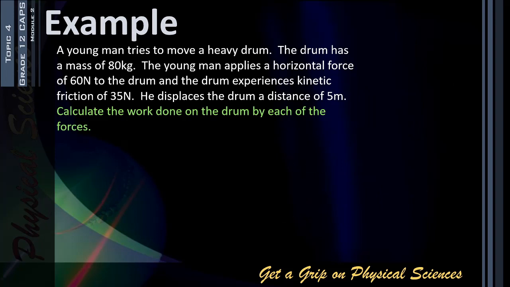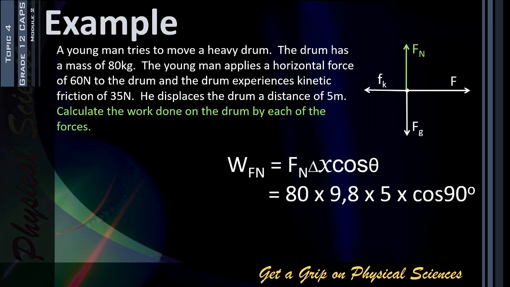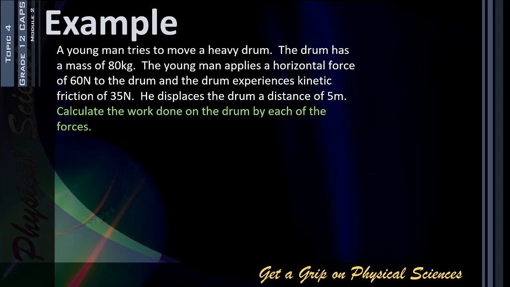The normal force is also perpendicular to the displacement of this object. So if we calculate the work done by the normal force, we will also use the cos of 90 degrees, and that will also give us that the work done by the normal force is 0 joule.